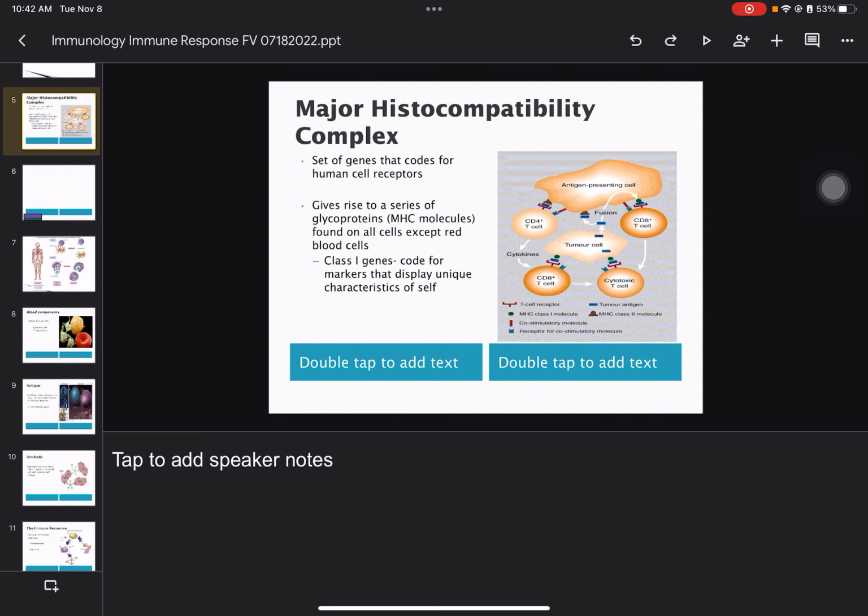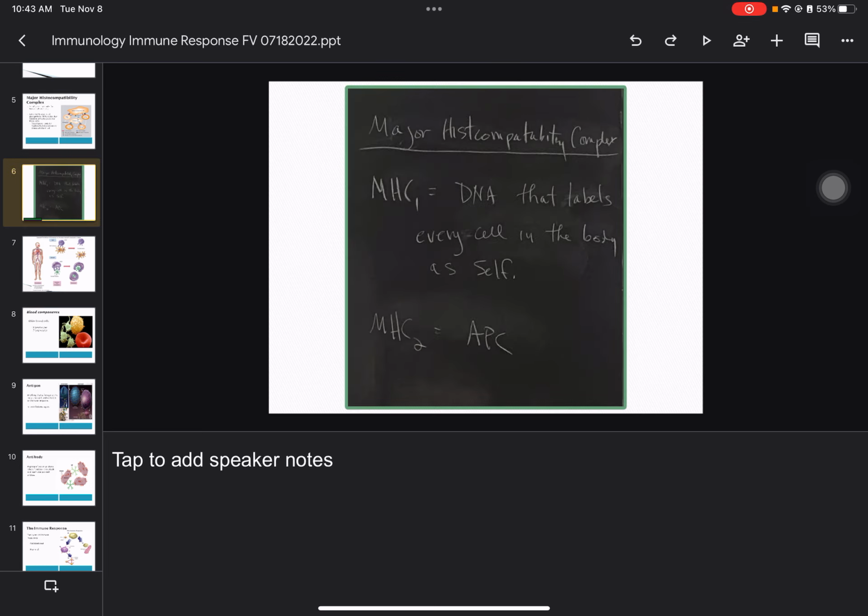Good. How many times do we get sick? How often do we get sick? Not very often. Because our immune system is not weak. And that's what we're going to be talking about today. But it is the role of the major histocompatibility complex and the T4 helper that does all of this.